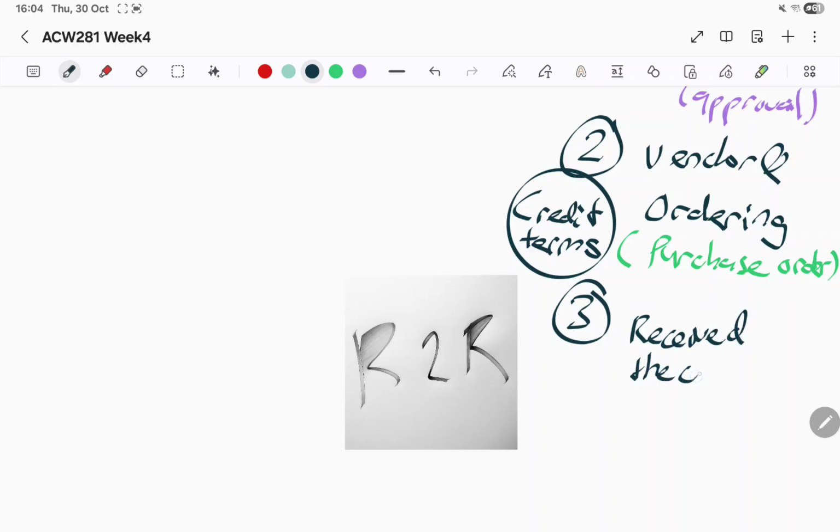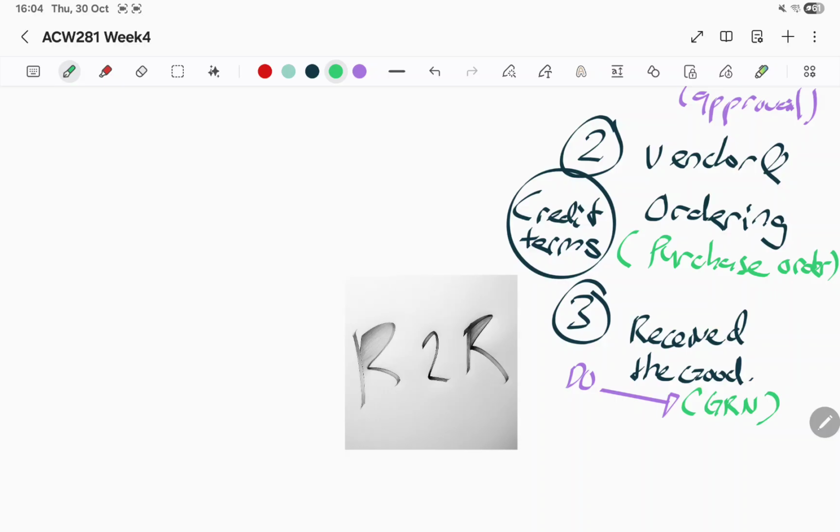Receive the goods. Okay, what happens now? When you receive the goods, usually you will receive the goods with the delivery order, right? It's the same like after this when you sell, all right? You're going to send with a delivery order. So when you receive over here with a DO, in your system, you will generate what we call the GRN, all right? The goods received note, all right?